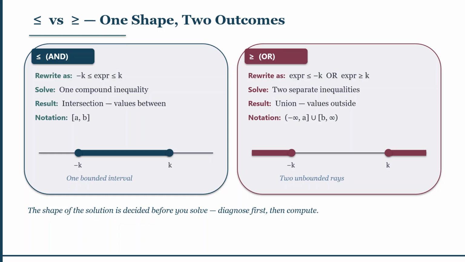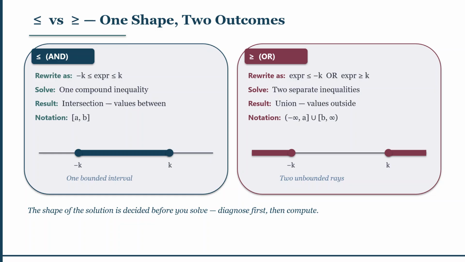Here's the side-by-side summary. This is the single most important slide to memorize because the two cases look similar but produce structurally different solutions. On the left, less than or equal to. The key word is and. You rewrite the absolute value as a compound inequality. Negative k is less than or equal to the expression, which is less than or equal to k. The solution is one bounded interval, a segment on the number line with both endpoints included.